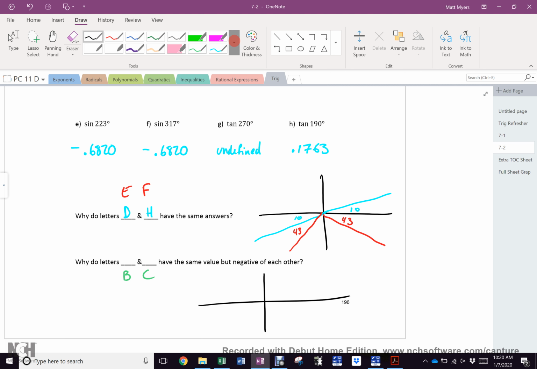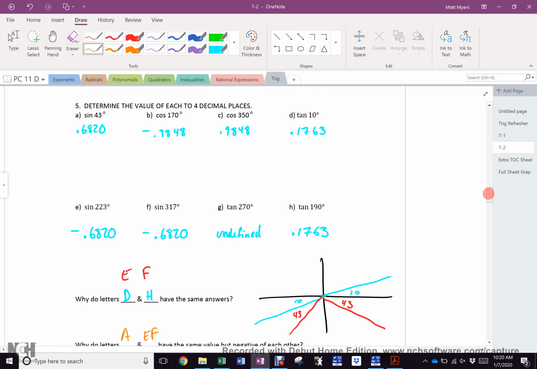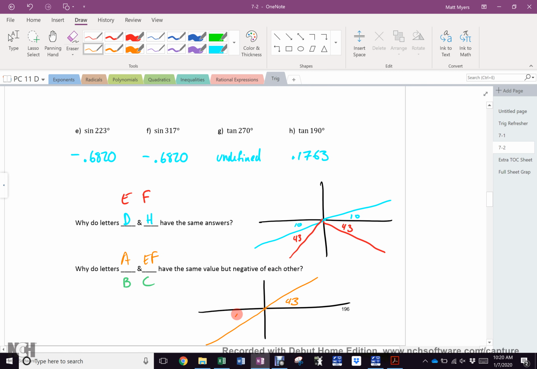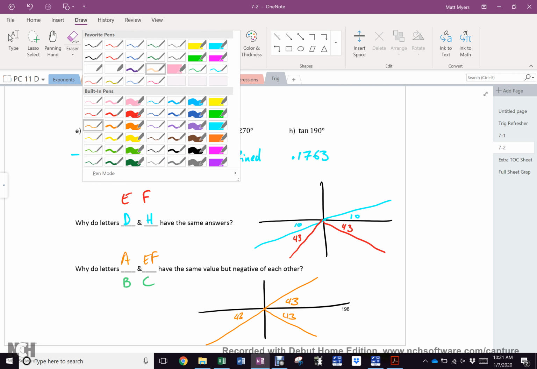Let's do orange. A, E, F. Quadrant 1, 43, yeah? Okay, where's E? We've already done E. That's 223 down here, yeah? 43, 43. But everything's positive up here. And down here, only tan can be positive. The other one's down here, 43. Sine can't be positive there. So please notice, the reference angles give you the same number, but a different value. Everybody cool?